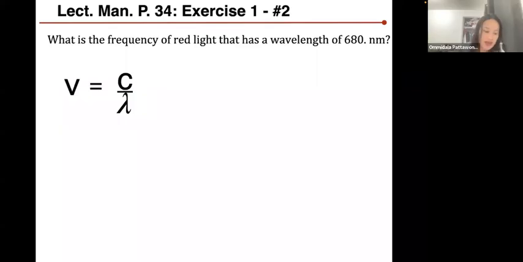Next, we are going to take a look at the equation that we saw earlier, the one containing frequency, speed of light, and wavelength, to help us determine either frequency or wavelength.